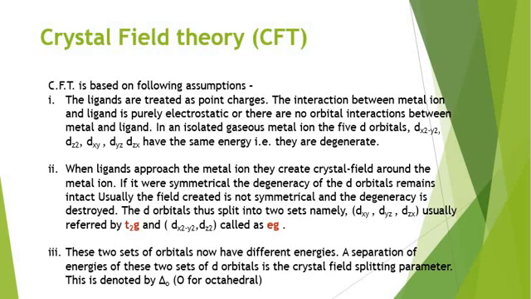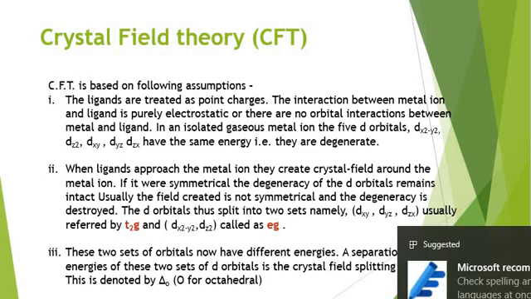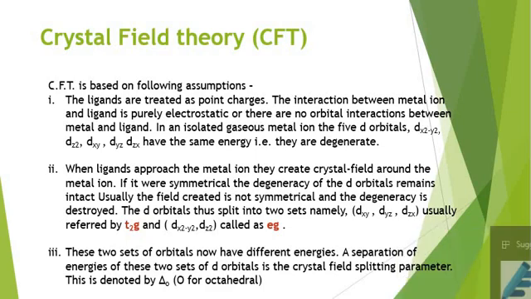In an isolated gaseous metal ion, we all know that there are 5 d orbitals, which are dxy, dyz, dzx, and the other two are dx² minus y² and dz². And all these orbitals have the same energy level. That is why we call them degenerate orbitals.